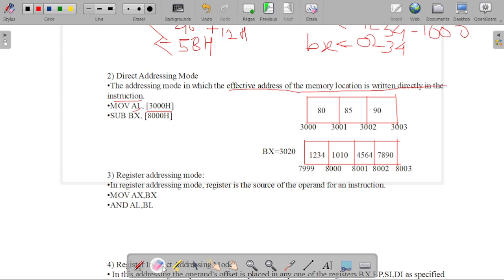In this example, the instruction is MOV AL, [3000H]. We have to check the contents of that memory location. At location 3000H, the stored content is 80H. So the contents 80H will be copied into the AL register. Whenever we use direct addressing mode, we specify the effective address of the particular memory location in square brackets. So whenever a square bracket is included in the source operand, you can say that the effective address, that is the memory location, is given in the source operand, and that type of addressing mode is known as direct addressing mode.